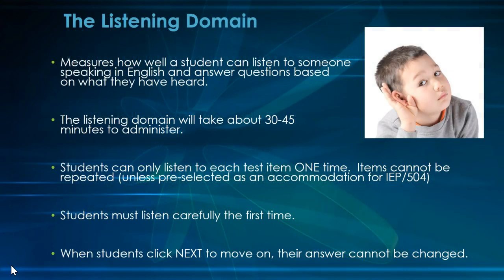In the listening domain, we measure how well a student can listen to someone speaking in English and how they can answer questions based on what they've heard. The listening domain takes about 30 to 45 minutes to administer. Students can only listen to each test one time, and the items cannot be repeated unless it's pre-selected as an accommodation for their IEP or their 504. So students have to listen carefully the first time, and when students click Next to move on, their answer cannot be changed.